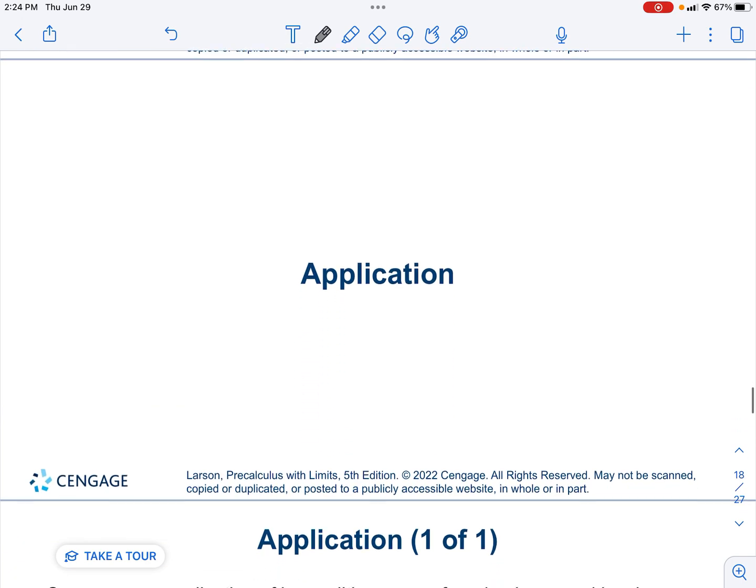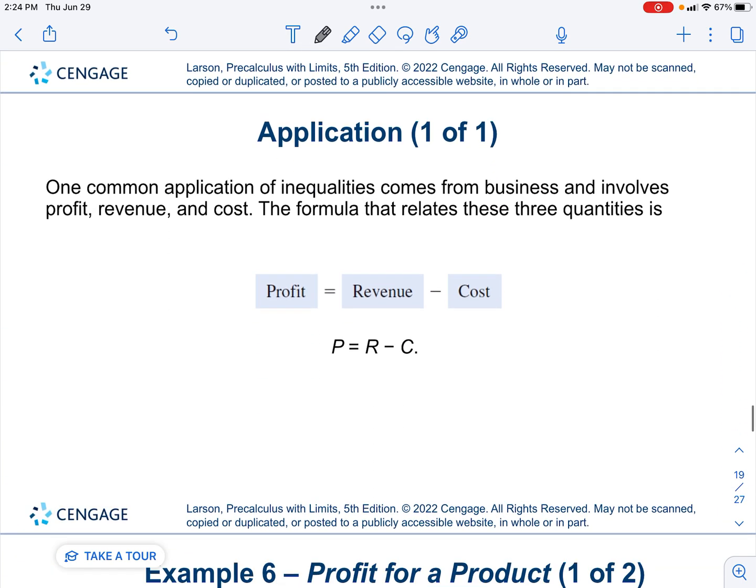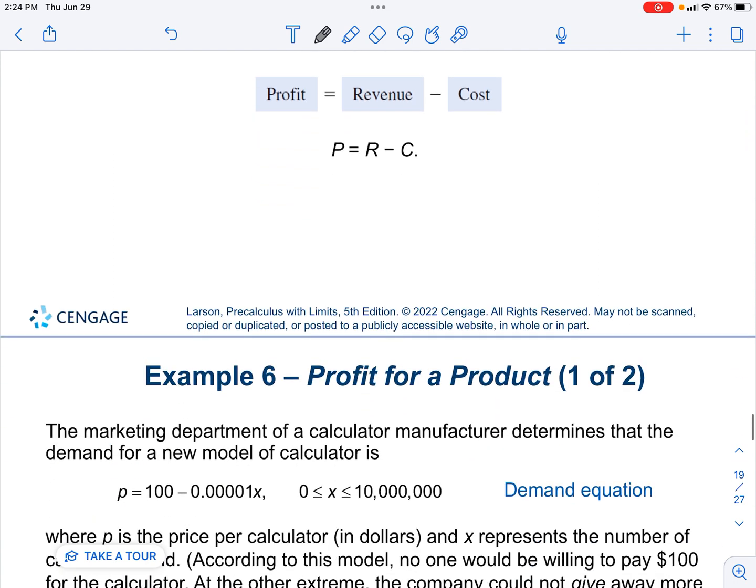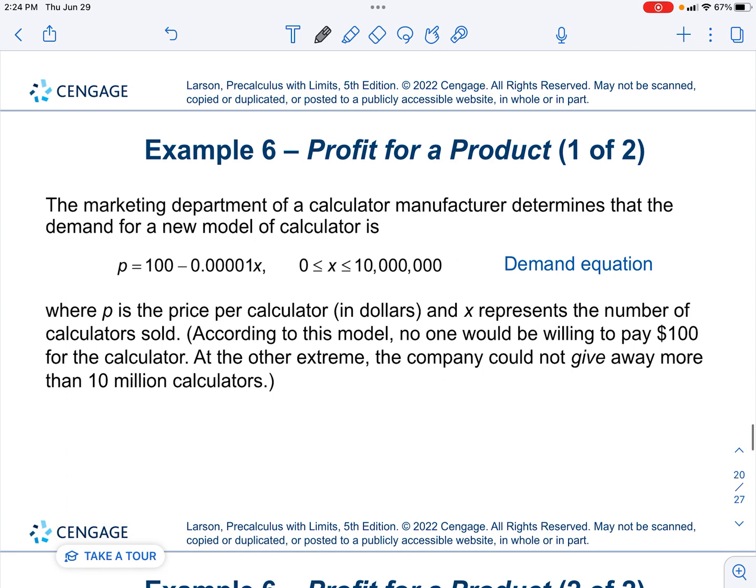All right, we have an application here. We're going to look at profit equals revenue minus cost as our business application. Here this says a marketing department of a calculator manufacturer determines that the demand for a new model of a calculator is here. And X can be anywhere from 0 to 10 million. P is the price per calculator. So price here, price per calculator in dollars. X represents the number of calculators sold.